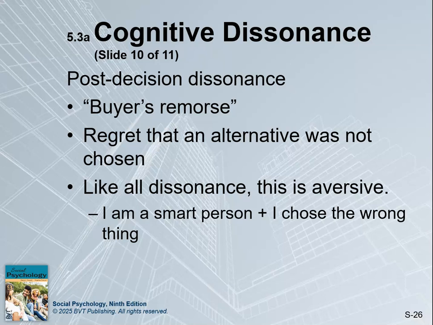Okay, after we make a decision though, and we experience dissonance, we might experience things like buyer's remorse. And we tend to regret that an alternative was not chosen. So like all dissonance, this is aversive. An example is when a person says, well, I am a smart person, but I chose the wrong thing.